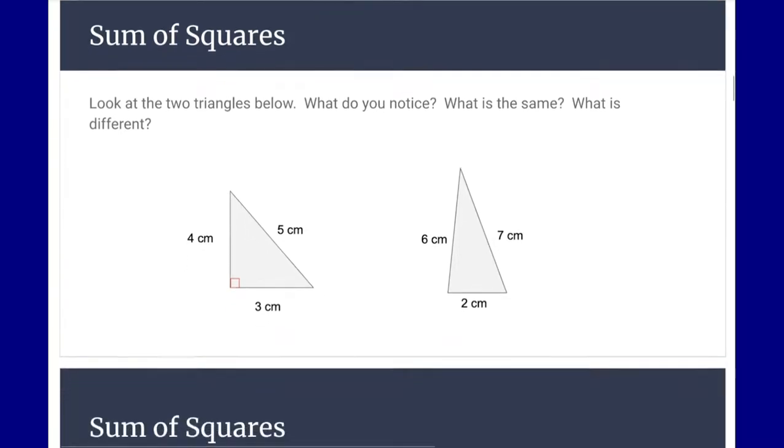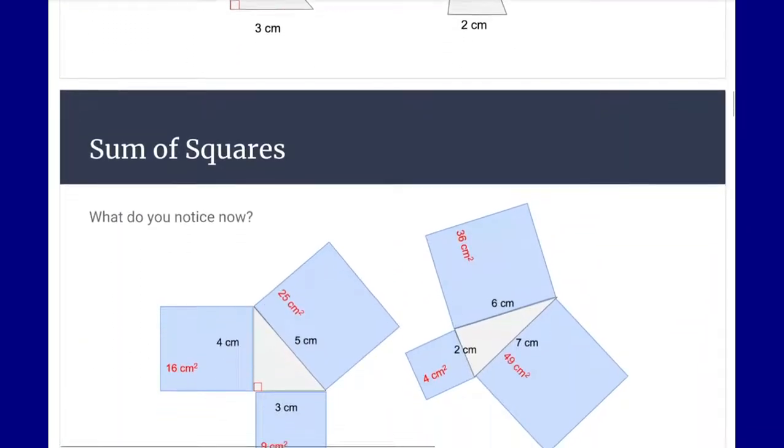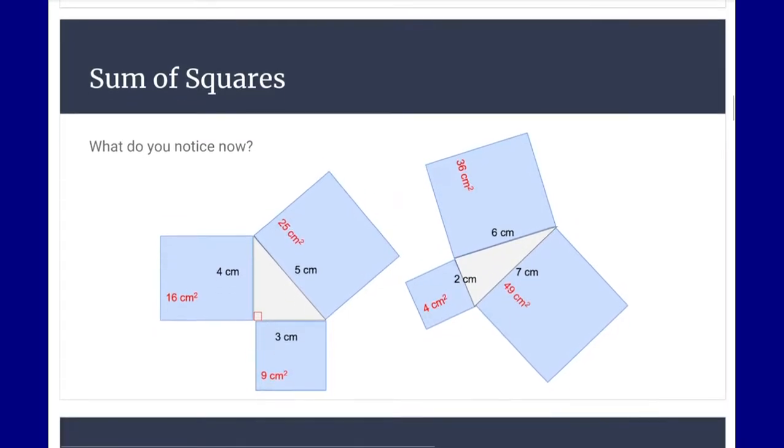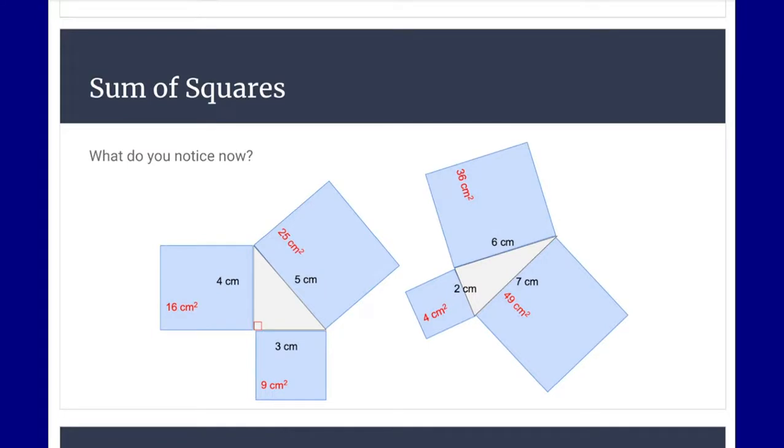What if we add some more information and give you this now? So the same triangles, but now we've added something different. We've added squares based off of the side lengths. So we have 9 centimeters squared, 16 centimeters squared, 25 centimeters squared, and the same thing for the second triangle. Do we notice anything else now? Anything that's the same or anything that's different?